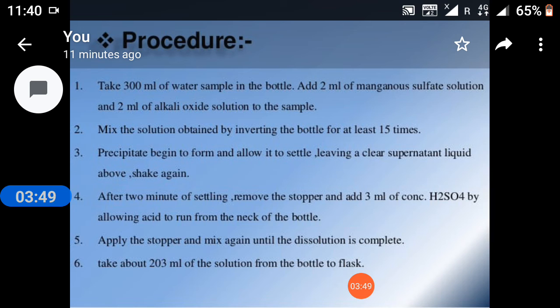Record the volume of thiosulfate solution used and calculate the dissolved oxygen content in the sample in mg dm^-3.